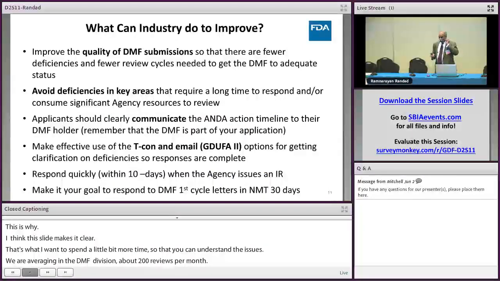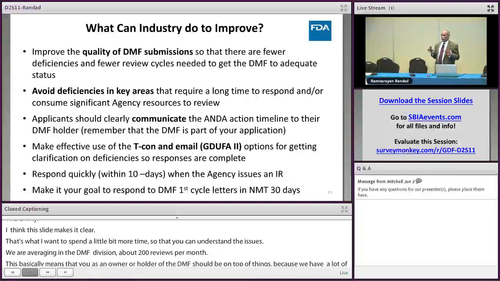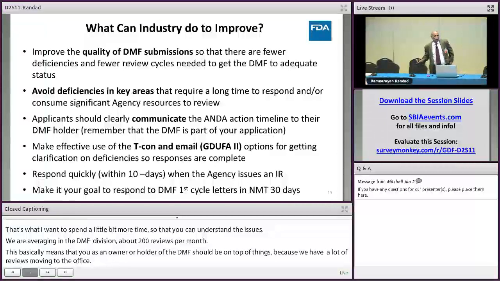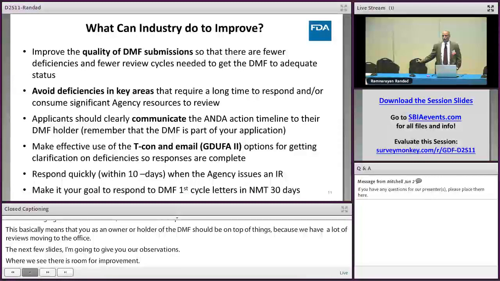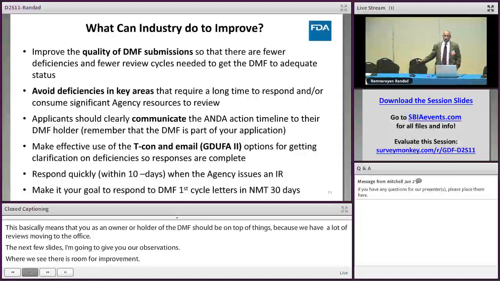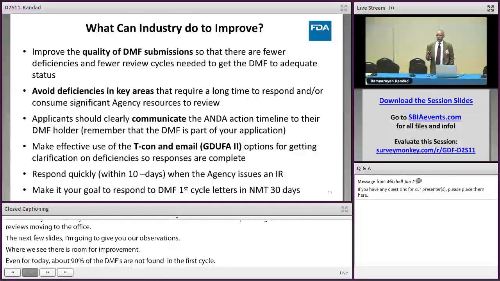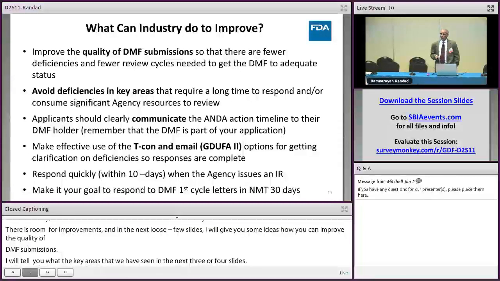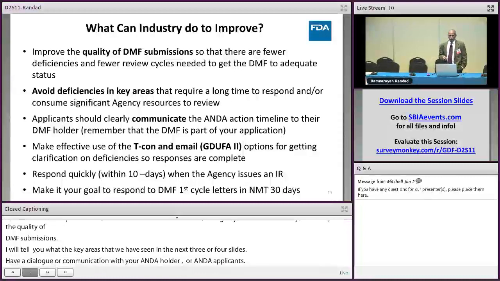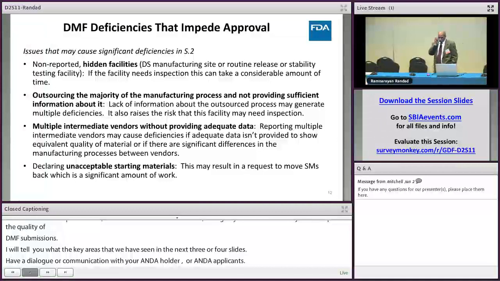So in the next few slides, I'm going to give you our observations, where we see there is room for improvement, because even today, about 98% of the DMFs are not found adequate in the first cycle. I'll give you some ideas on how you can improve the quality of DMF submissions. So avoid deficiencies in the key areas, which I will tell you about in the next 3 or 4 slides. Have a dialogue or communication with the holder and the applicant. Use TCON or email effectively, and try to respond as early as you can.